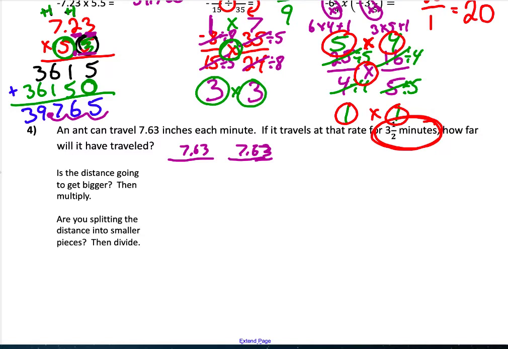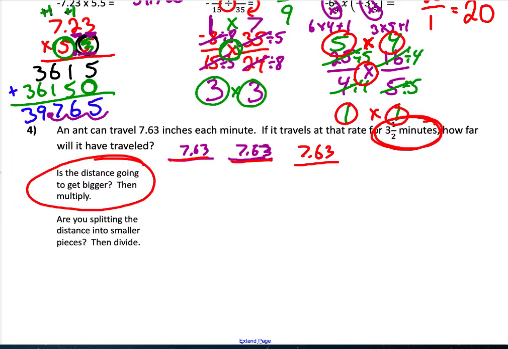Well, for me, it's going to go 7.63 and another 7.63 and then another. So it's going to keep getting bigger and bigger. So that means I want to multiply. So for multiplying, we got 2 options. We can either change them both into fractions or both into decimals.